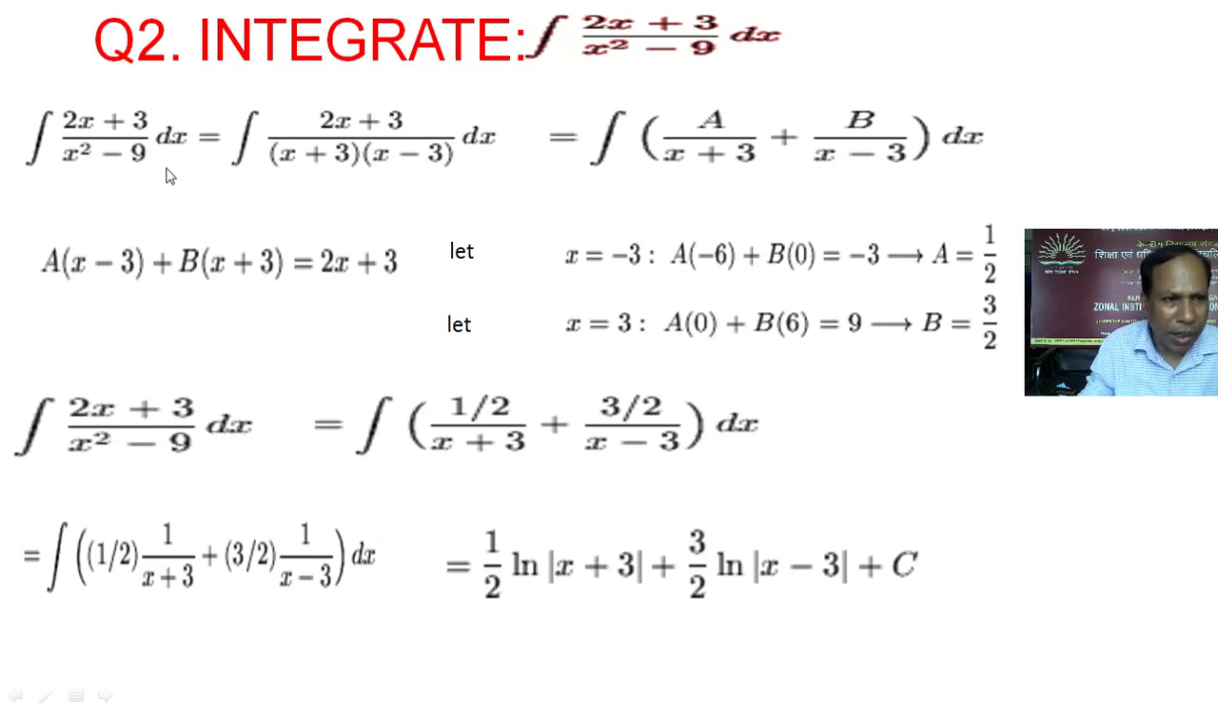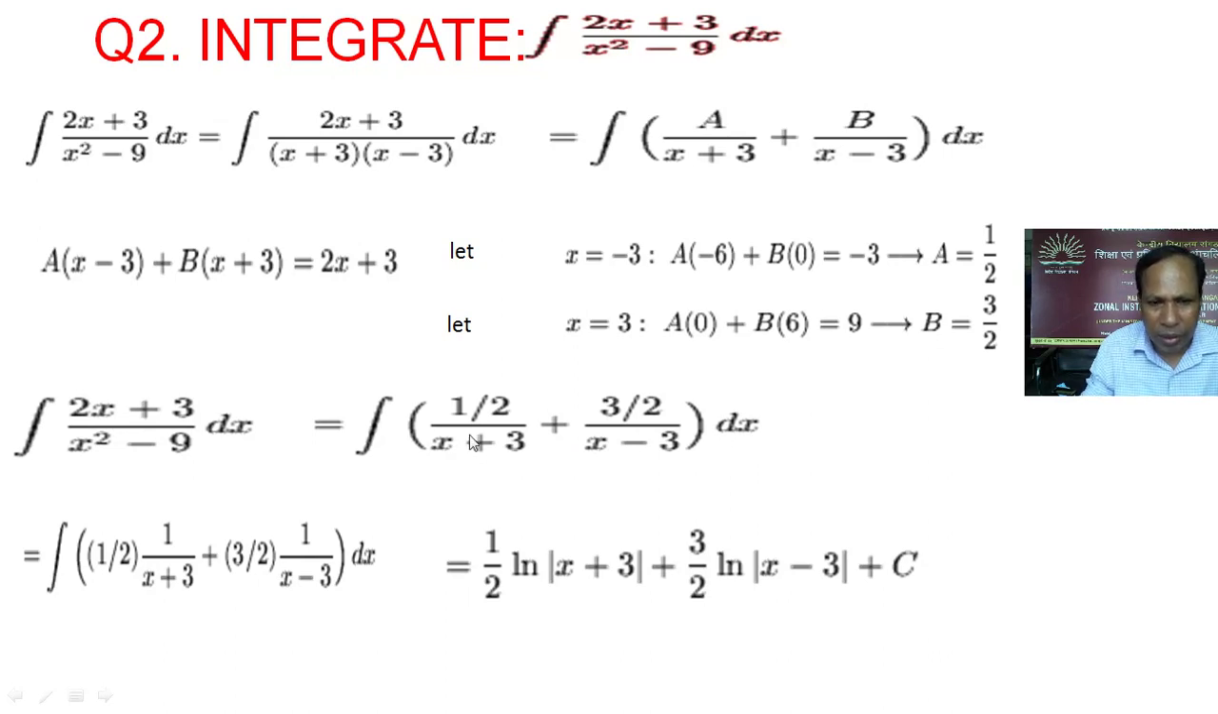So thereby the integral result of 2x plus 3 by x square minus 9 dx becomes a by x plus 3, a is your 1 by 2, 1 by 2 by x plus 3, plus b is your 3 by 2, so 3 by 2 by x minus 3 dx.